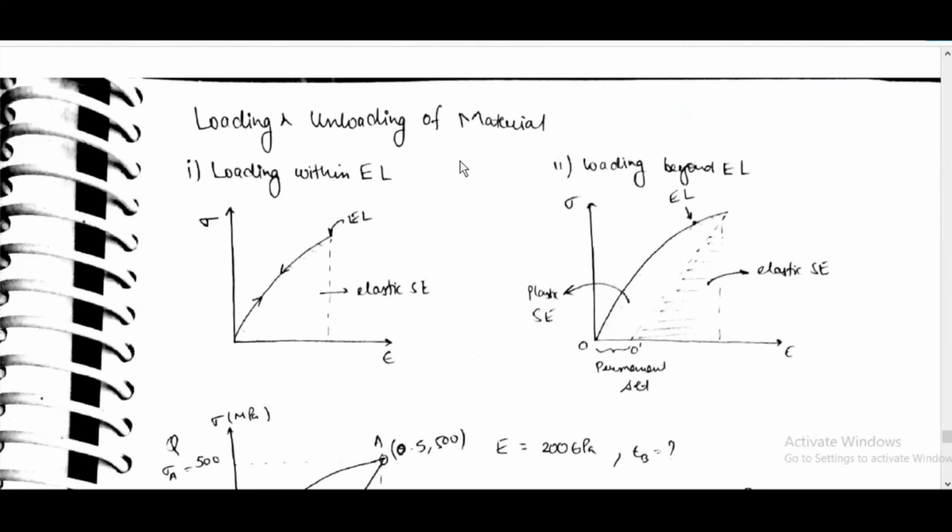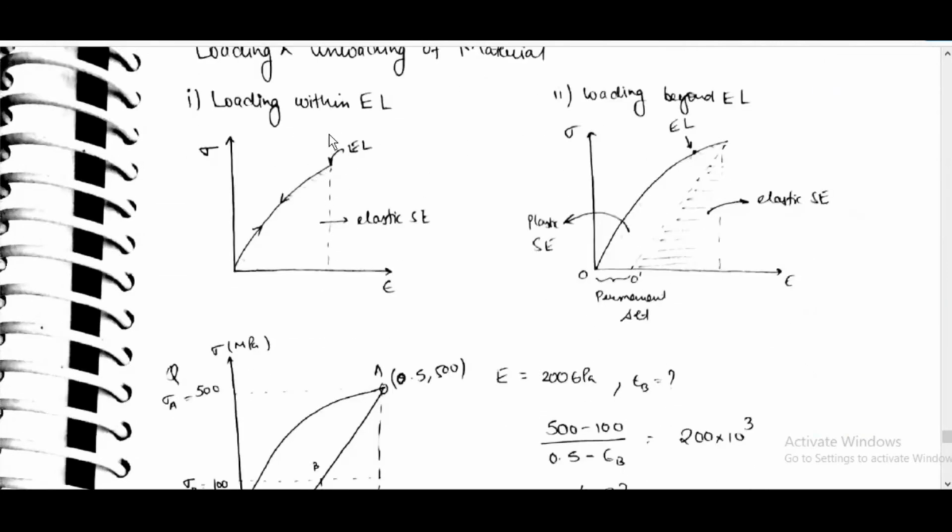Loading and unloading of material. Loading within elastic limit: if you load and unload within the elastic limit, it will follow the same path. Loading beyond elastic limit: if you load beyond the elastic limit and leave it, it won't recover completely. Only a particular part will be recovered. For example, it will follow the line like this, O dash. This is plastic strain energy, and this is elastic strain energy as it is recovered. O dash is the permanent set, because permanent deformation will be there.